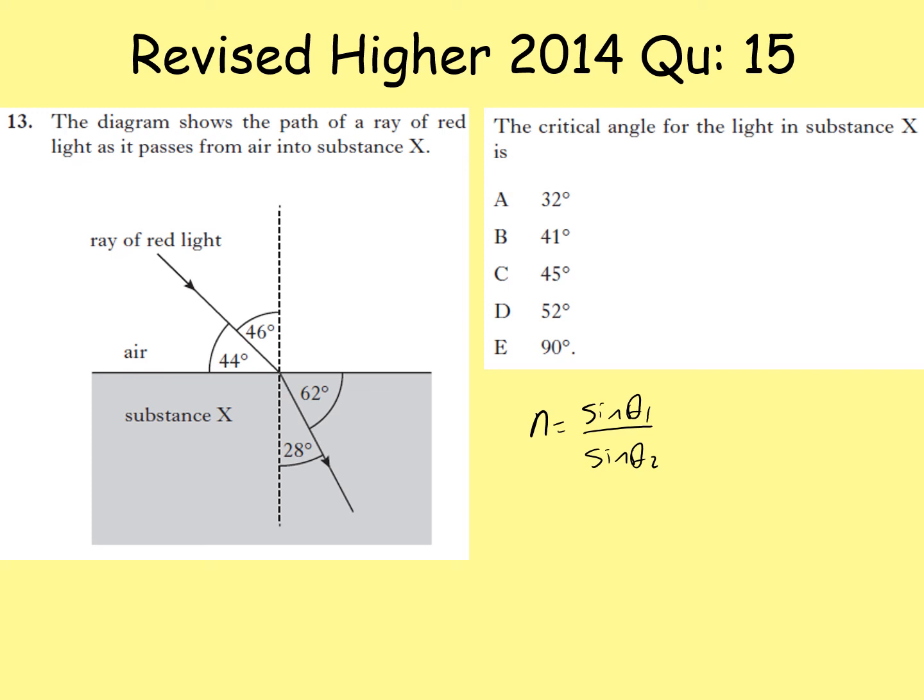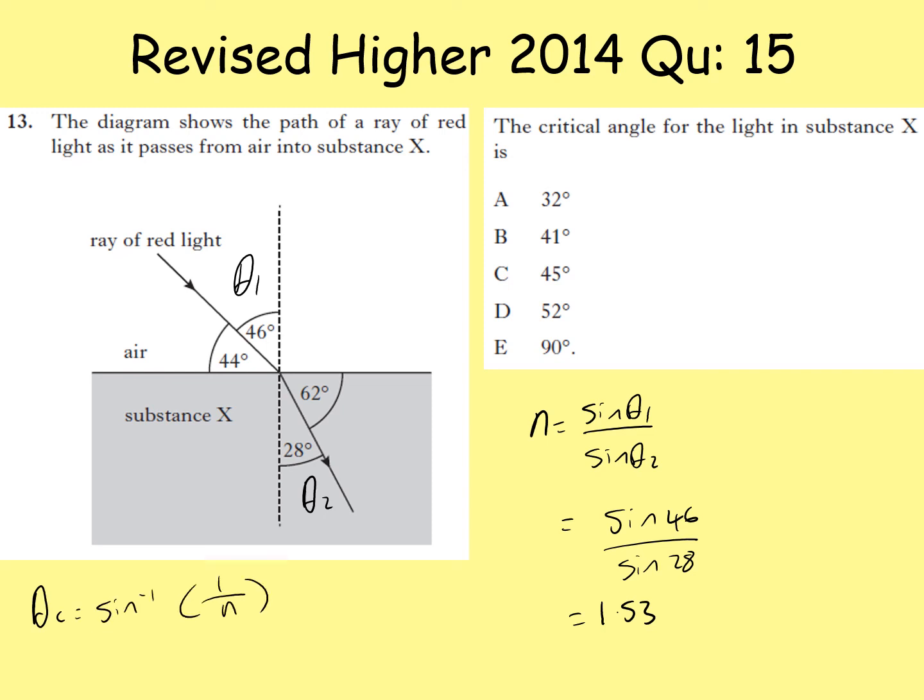Identifying theta 1 and theta 2 correctly, remember angle of incidence is measured between the incident ray and the normal. So here's my theta 1. The refracted angle is measured between the refracted ray and the normal. This is theta 2. n is equal to sine of 46 divided by sine of 28, which is equal to 1.53. We're not done yet because we're asked to find the critical angle. Again, I'm going to use that shortcut equation. Theta c is equal to the inverse sine of 1 over n, which is equal to the inverse sine of 1 over 1.53, which is equal to 41 degrees.